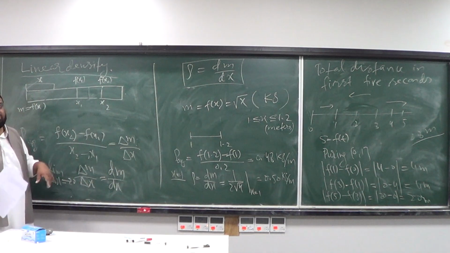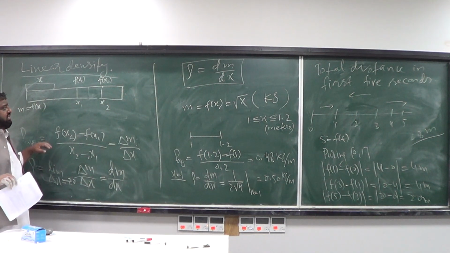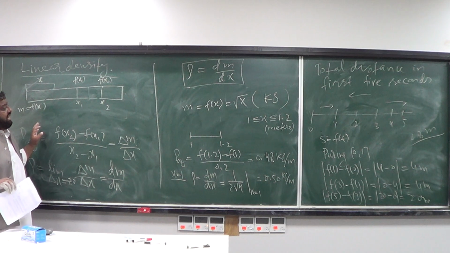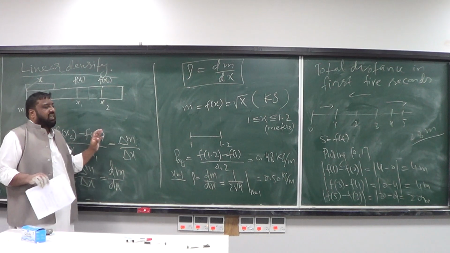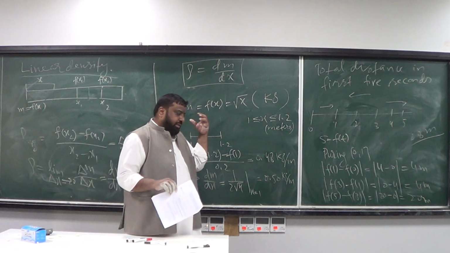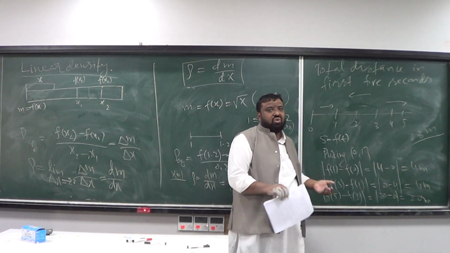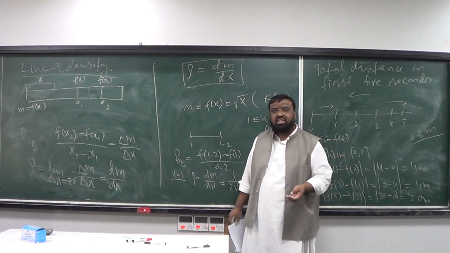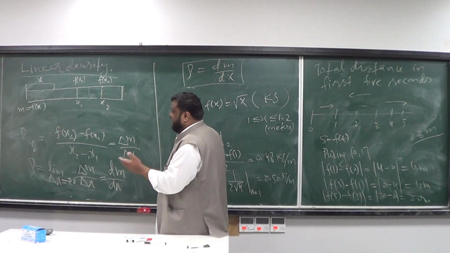So what does this example show? That the derivative can be used as a model for computing the densities of non-homogeneous materials, the materials that are not of the same shape.